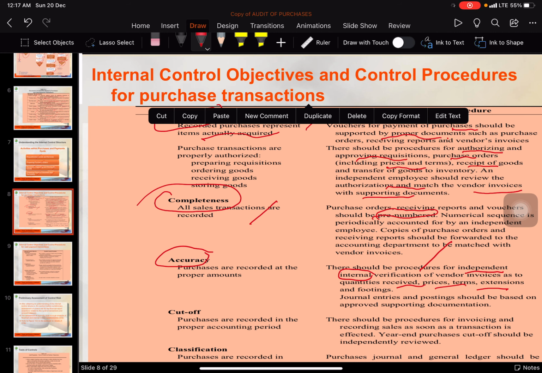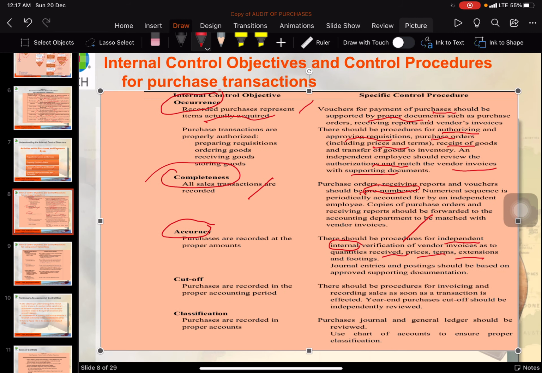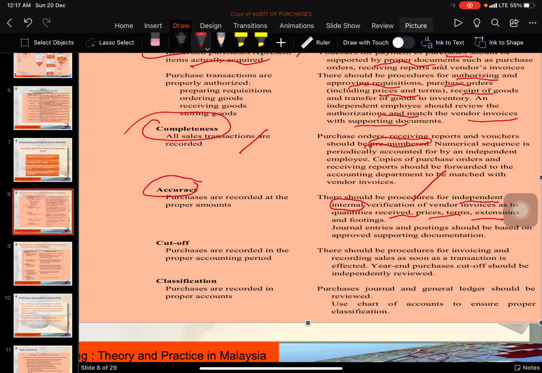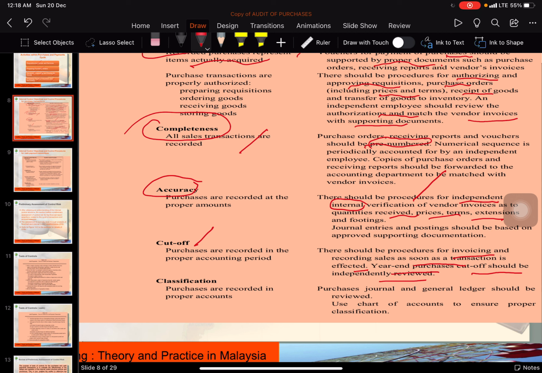Okay, so next one, the cut-off. Alright, so the cut-off procedures at the end of the accounting period, for example 31st December. There should be procedures for invoicing and recording purchases as soon as the transaction is effected. So the year-end purchase cut-off should have an independent review. It means that at the end of the year it is quite difficult, so everything should be recorded and independently reviewed, especially at the end of the year.